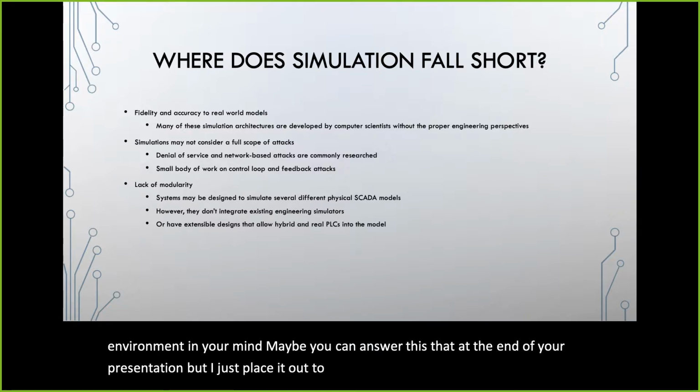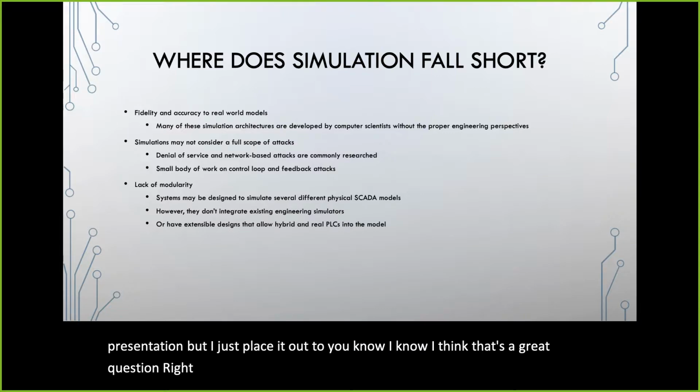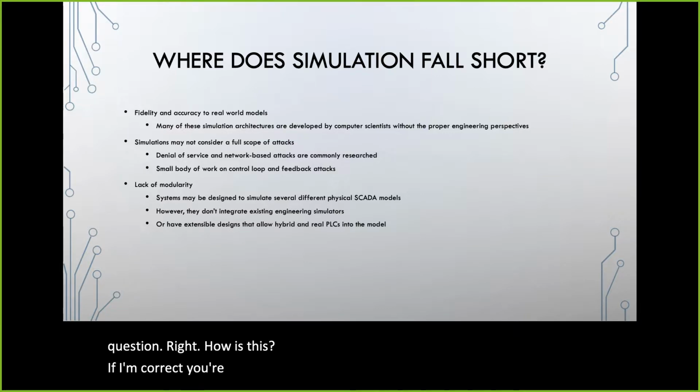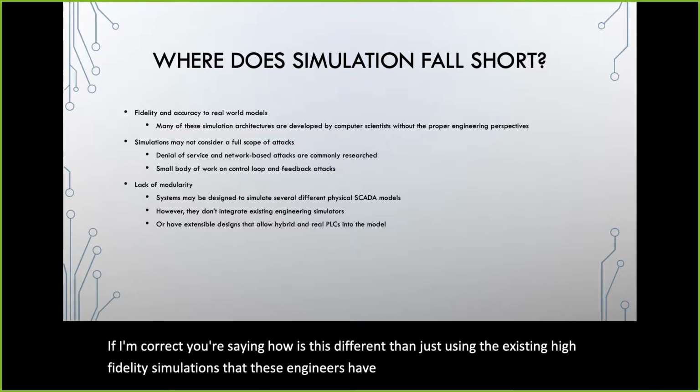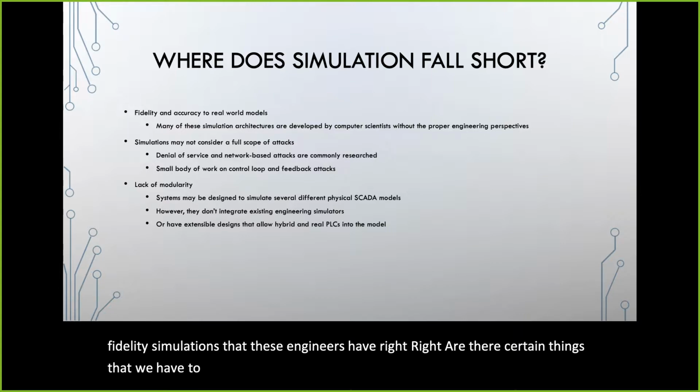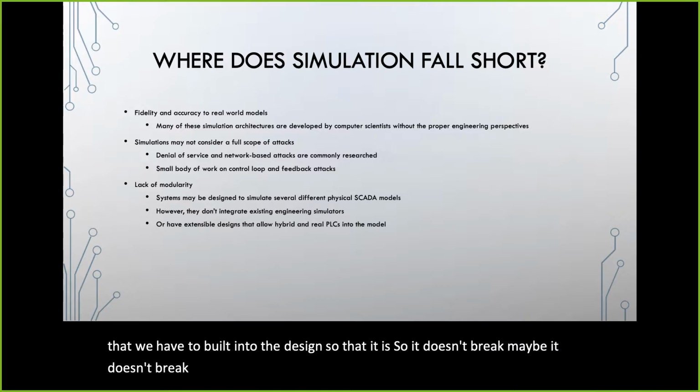Yeah, I think that's a great question. If I'm correct, you're asking how this is different than just using the existing high fidelity simulations that these engineers have built. Are there certain things we have to build into the design so that it doesn't break, maybe? Yeah, in some respects, yes.